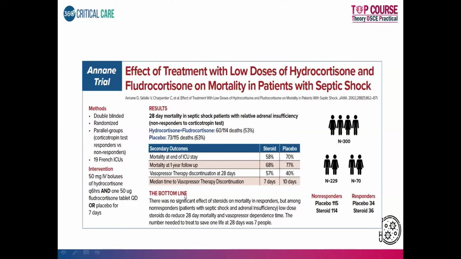So coming to this, there was no significant effect of steroids on mortality in responders, but among non-responders. Who are non-responders? Patients with septic shock and adrenal insufficiency. Low-dose steroids reduced the 28-day mortality and also the vasopressor dependence time. Okay, so this showed some positive effect of steroids in septic shock.